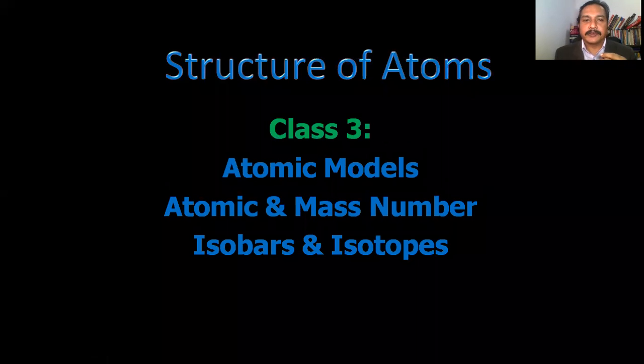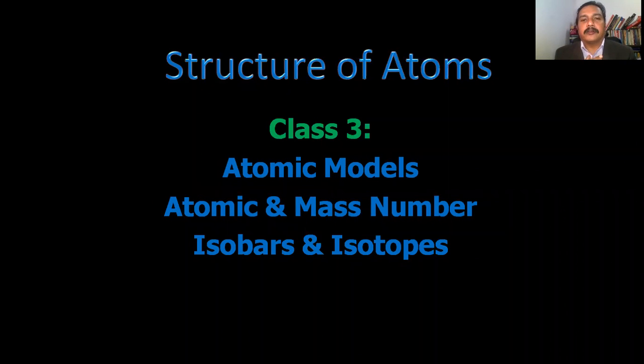This is class number 3 of structure of atoms, atomic models, mainly J.J. Thomson's atomic model and Rutherford's nuclear model of atom, atomic number and mass number, isobars and isotopes.